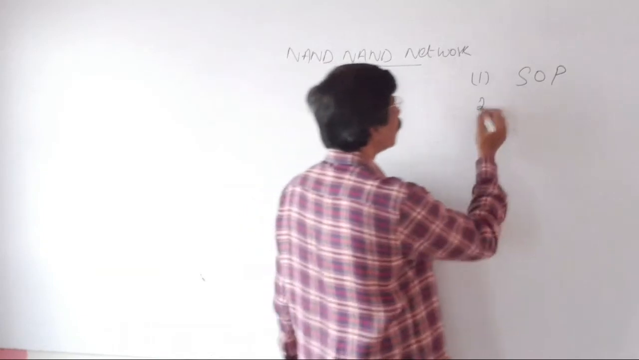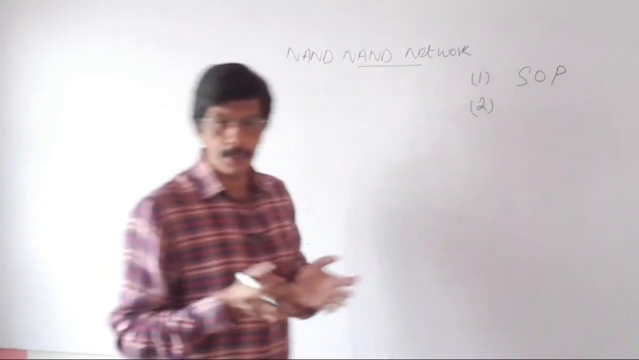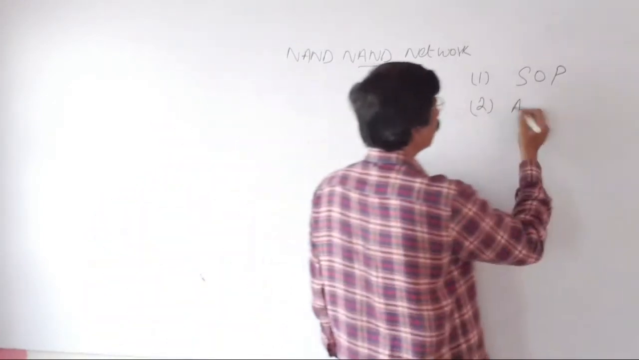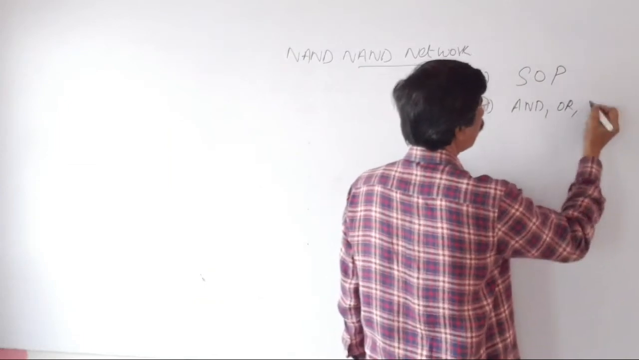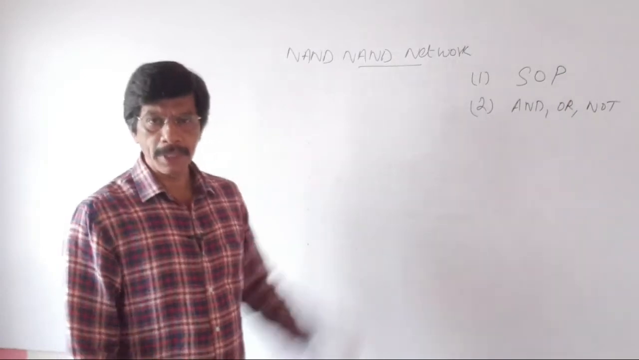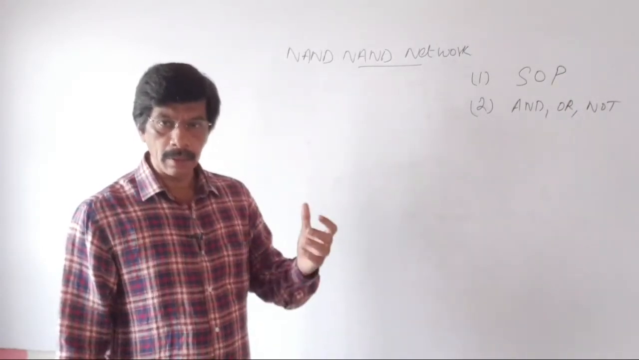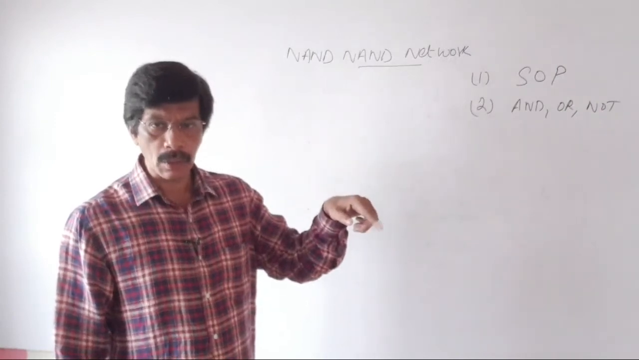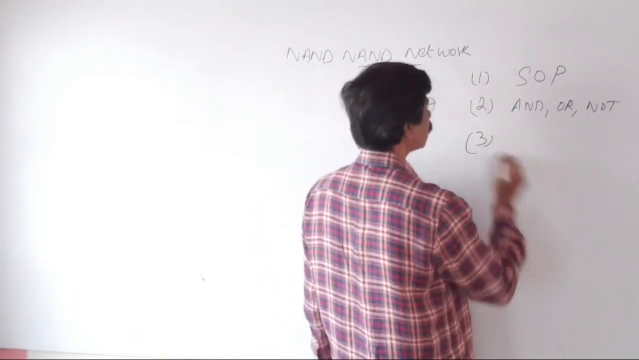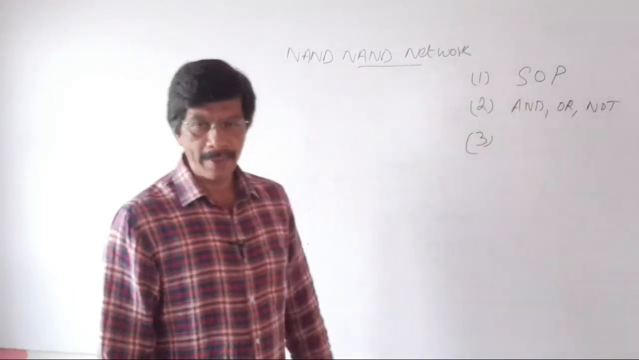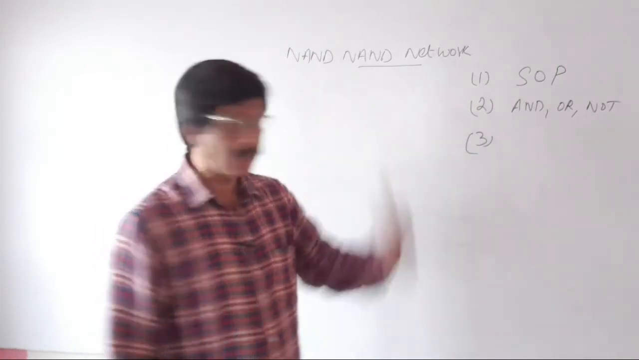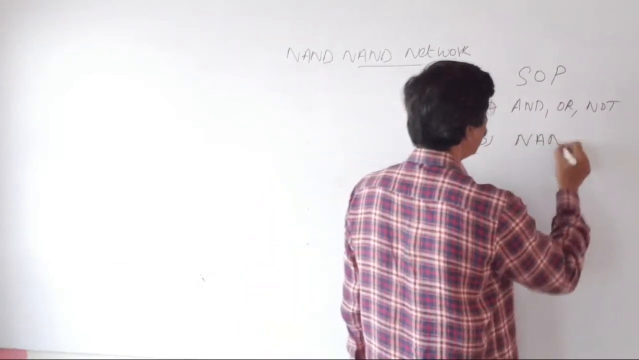Number 2, draw logic circuit using basic gates such as AND, OR or NOT gates. And also you assume that the inputs are available in complemented form and also uncomplemented form. Step 3. The basic gates AND gate, OR gate, NOT gate are replaced by equivalent NAND gate.